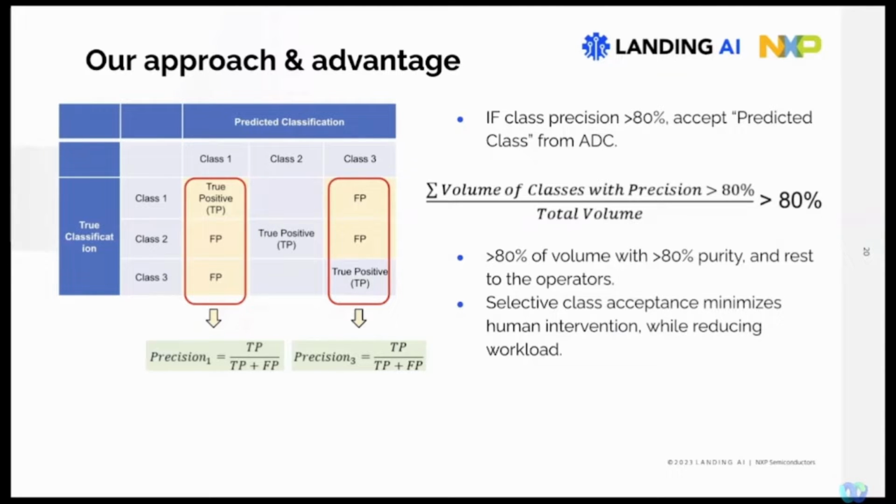By approaching it this way, we were able to automatically classify more than 80% of the images with higher than 80% purity. Hence, the remaining 20% of the volume of the data has been left to the operators to classify. So the workload has been decreased by 80% by leaving only 20% to be classified. This selective class acceptance was one of the key points of the success of the implementation in our manufacturing flow, on top of the better training set you have to start with. Next, please.